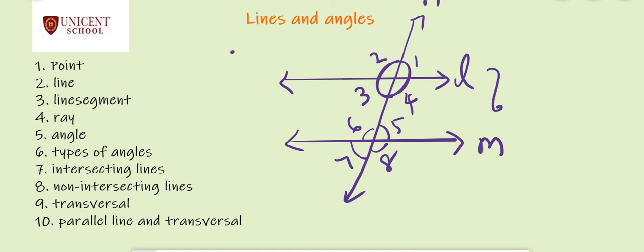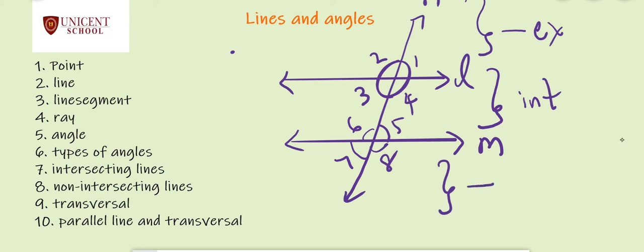The angles which lie in this region are called interior angles, or the interior region. And this part is the exterior region, and this is also the exterior region. So what are the angles? We have seen 8 different angles, and what is the name we give to these angles? We'll see.